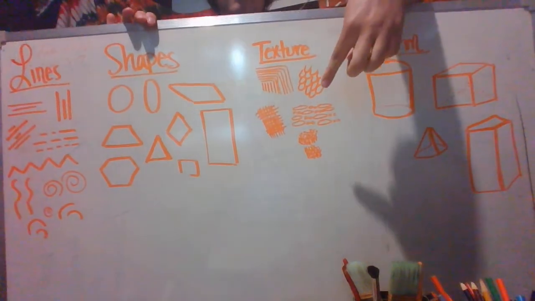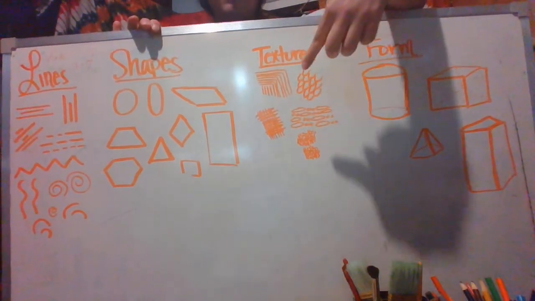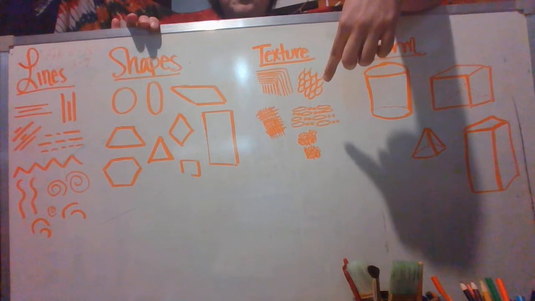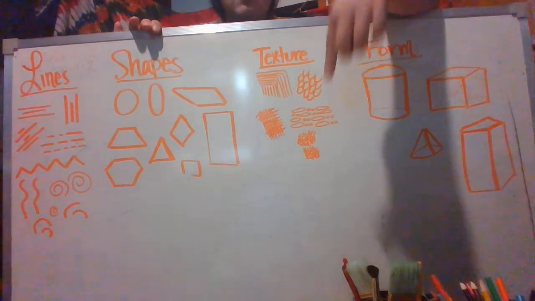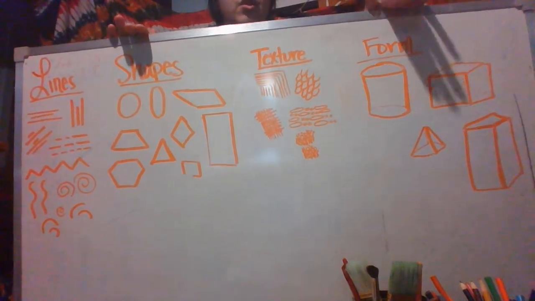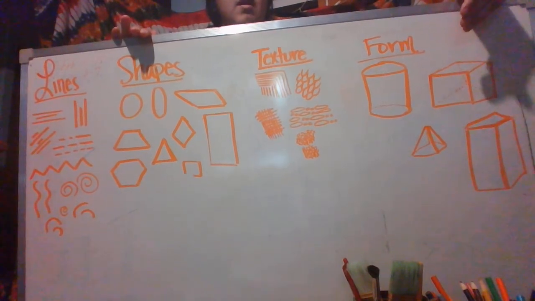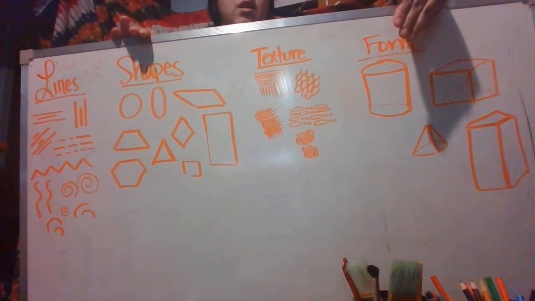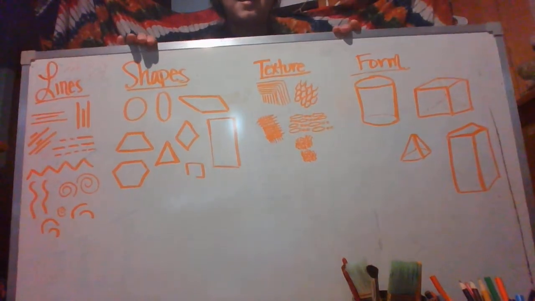I provided like cobblestone, some hatching, some stipples, some kind of like scales on a fish, and then building upon shapes to create 3D forms here. So of course your rectangle, square, cylinder, triangular, pyramid here.